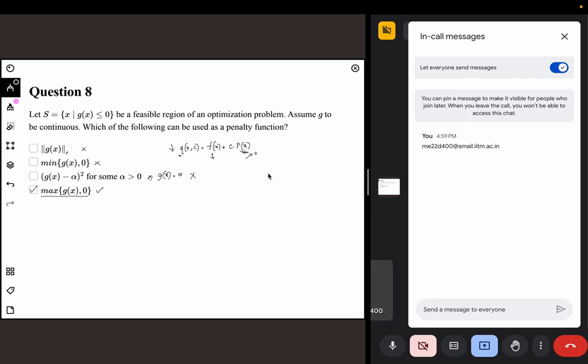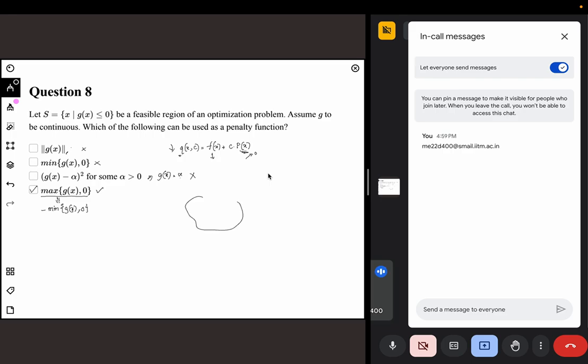Instead of this, you can also write this differently, but then that wouldn't be true. If you see, I want g of x to be negative. If g of x is negative, the minimum of g of x and 0 will give me g of x, right? Then minus of g of x will be some positive quantity and that will enter the penalty function. I don't want g of x to enter the penalty function when I'm in the feasible region.